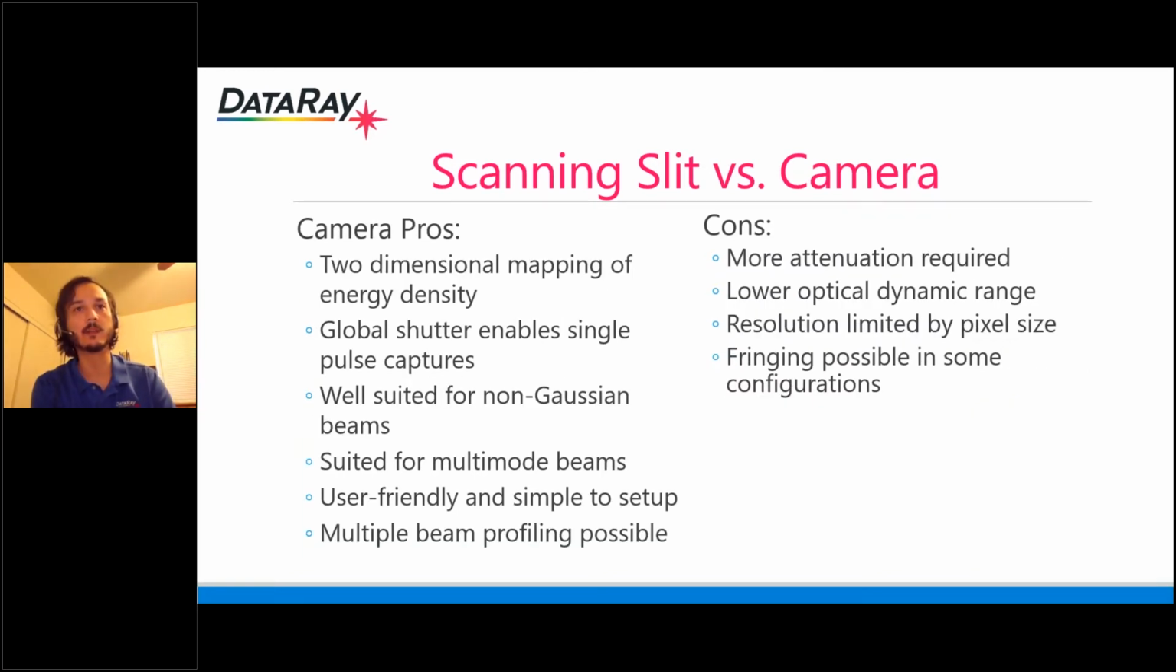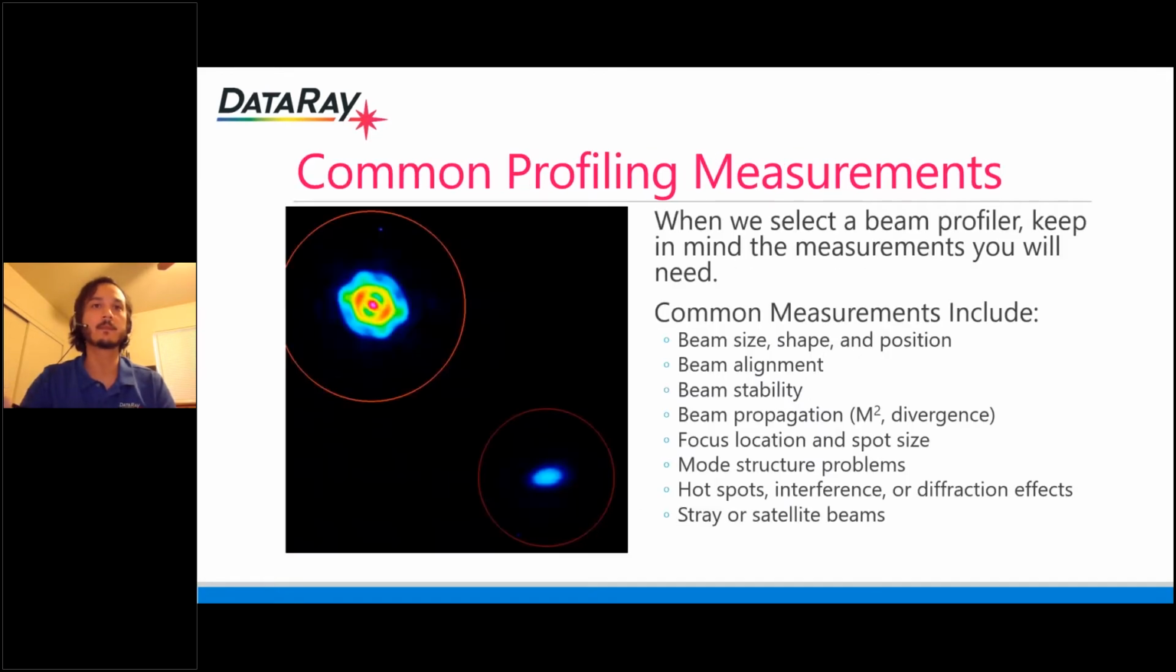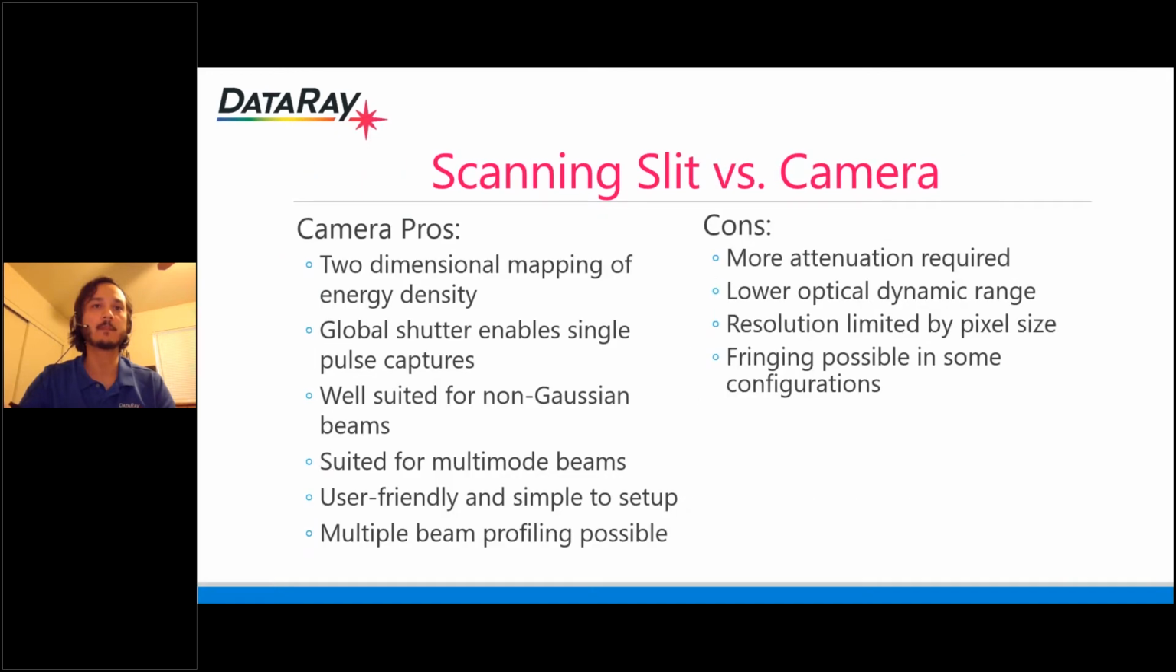So going in a little bit deeper with camera profilers, some additional pros and cons. As we talked about, you get a true 2D mapping of the energy distribution. Global shutters are available, which allows you to go down to very low pulse repetition rates and still capture single pulse beams. It's really well suited for non-Gaussian beams because you have that full 2D image. It's also suited well for multi-mode beams for that same reason.